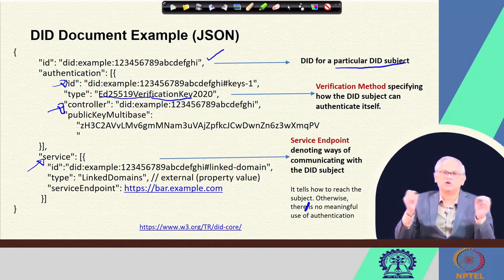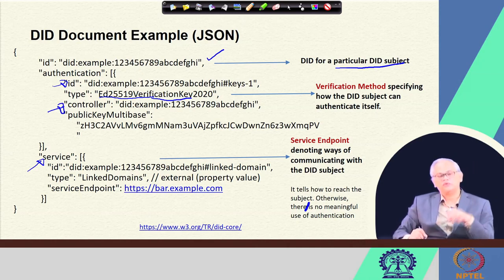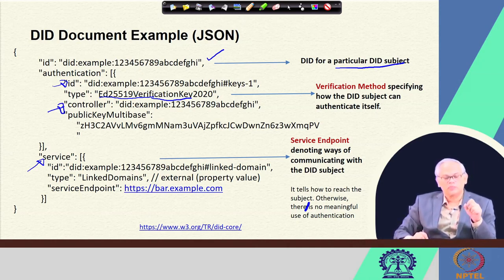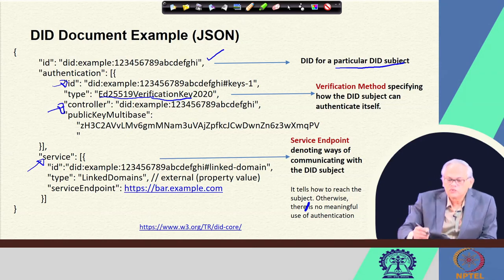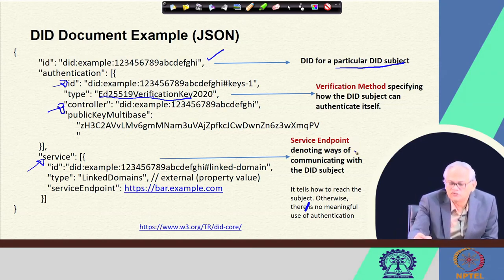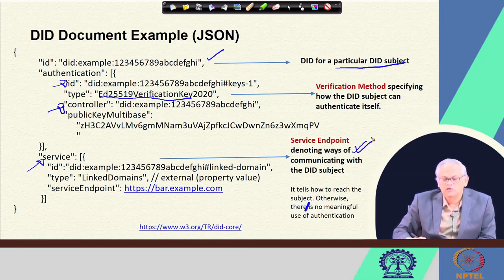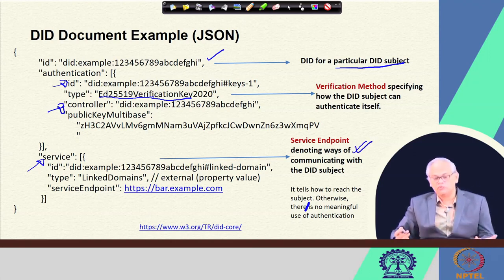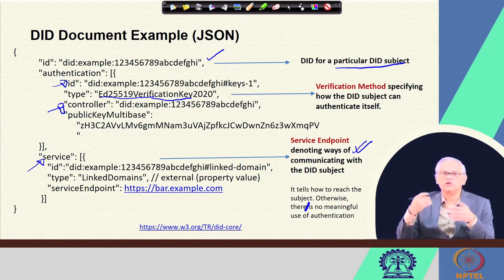So, that is after the authentication can be done, then the verifier will go and get to this particular site which is called the service endpoint, that is, say, some bar.example.com, where one can go and get the actual service. So, it denotes the ways of communicating with the did subject. So, this is important. It tells how to reach the subject, otherwise there is no meaningful use of authentication, because authentication would be done and then there would be something that this particular subject will be doing. So, that is where this notion of service endpoint comes into play, and this is specified here in the did document itself.